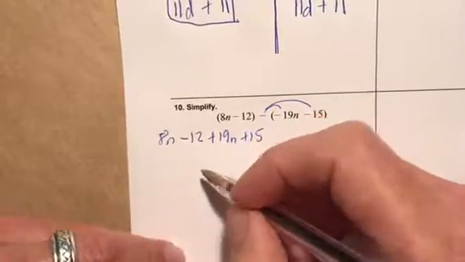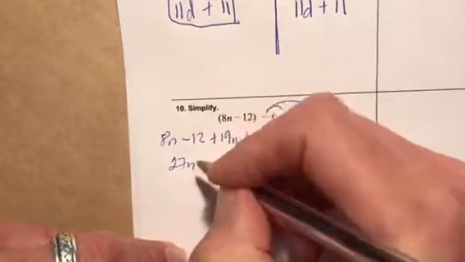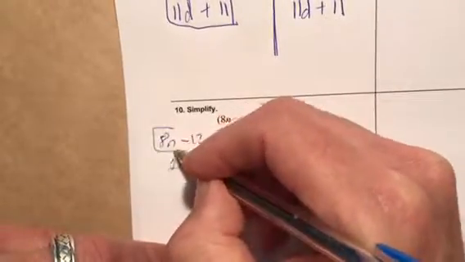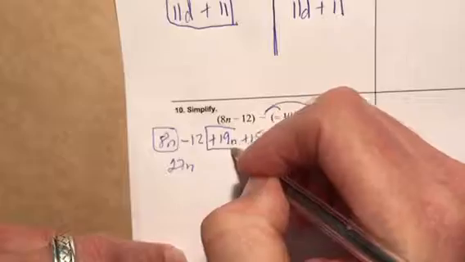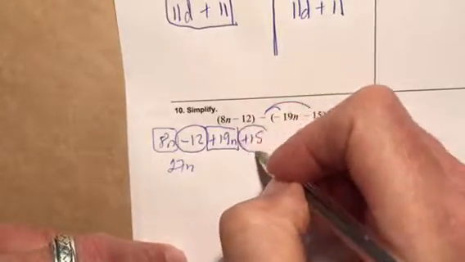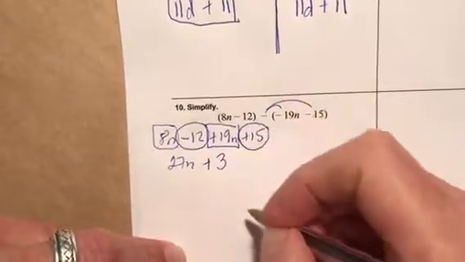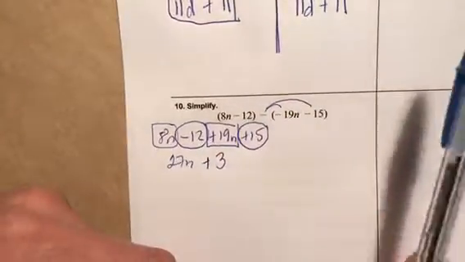And then we can proceed. 8n and 19n is 27n. That's this term and this term. And then a negative 12 and a positive 15 is going to be plus 3. We can also do this vertically.